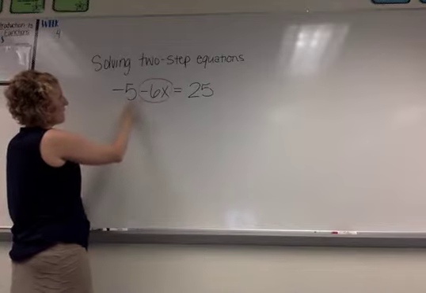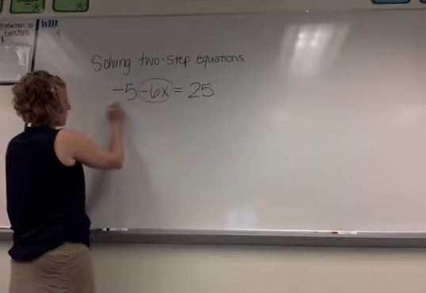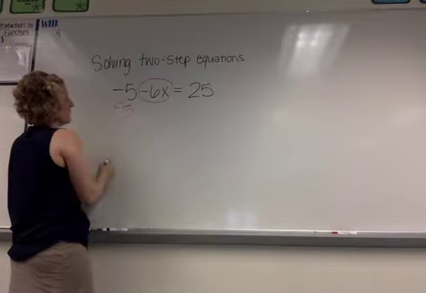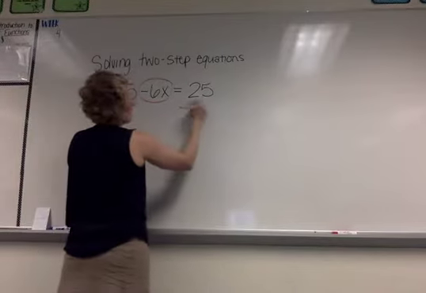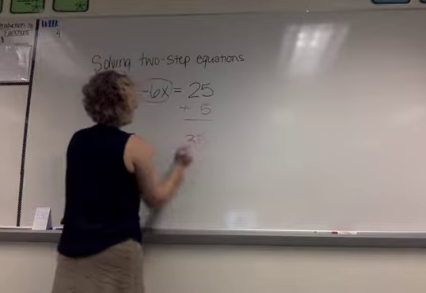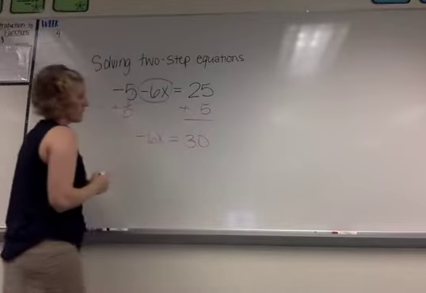Notice it's negative 5 minus 6. So since it's an addition or subtraction, you do the inverse. So negative 5 plus 5 would cancel. And then add 5 here. 25 plus 5 is 30. So I'm left with negative 6x equals 30.